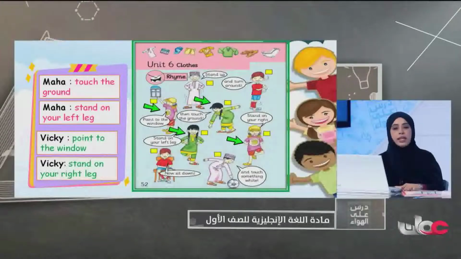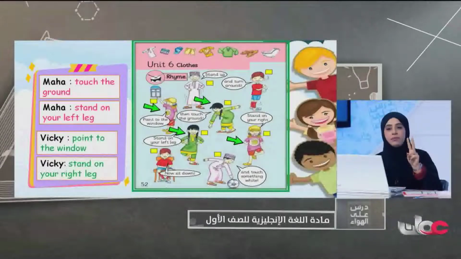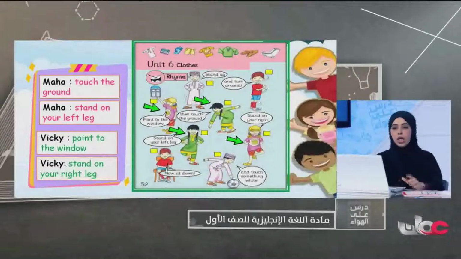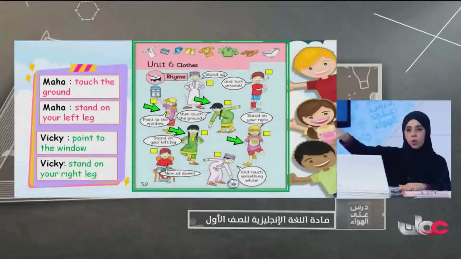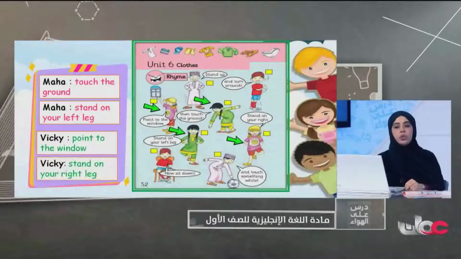Can you please do like Vicky? I want you to stand up. Try to stand on your right leg. Right leg. Very good. Excellent. You've done a perfect job. So the two things that Vicky's doing is point to the window, and the second thing is stand on her right leg.